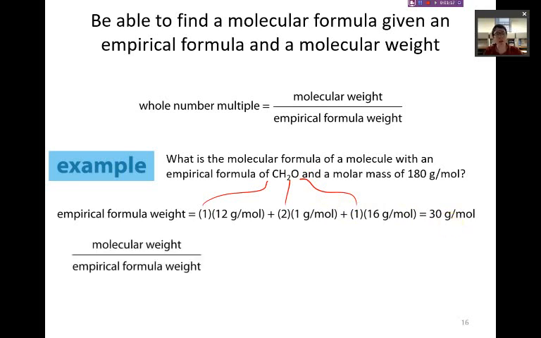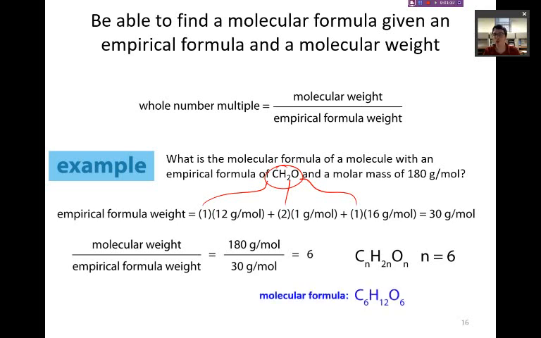Then, by taking the ratio of the molecular weight to the empirical formula weight, the weight of that unit, we can find how many of those units are needed. And so that is 6. So that means instead of having CH2O, it would be C6H12O6. Again, that's because we took the ratio of the actual molar mass to the empirical formula unit mass.